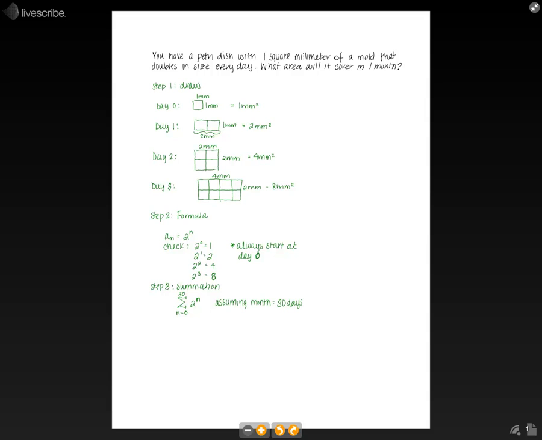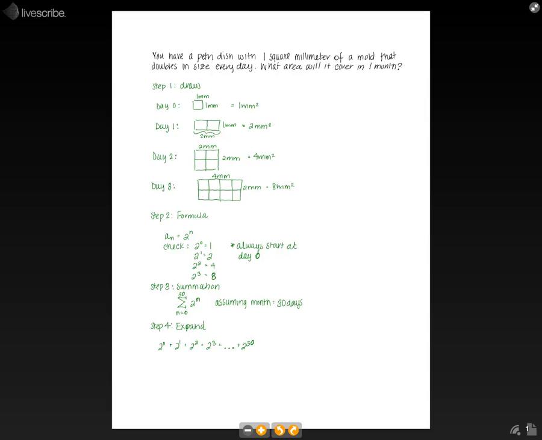Alright, so from here, we need to do our last step, which is to expand that summation. Alright, so to expand the summation, we're going to have 2 to the 0 plus 2 to the 1 plus 2 squared plus 2 to the 3rd all the way up to 2 to the 30th.